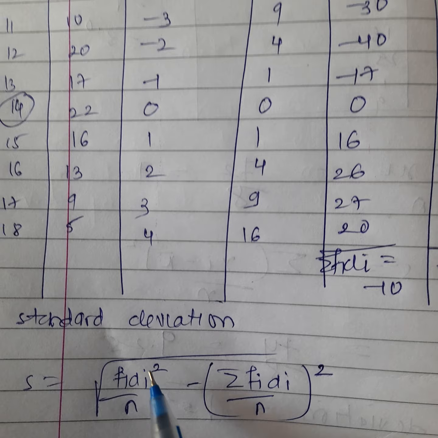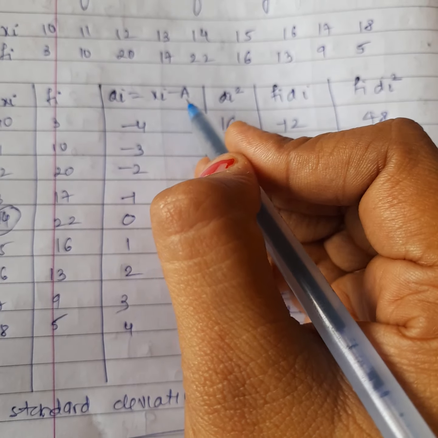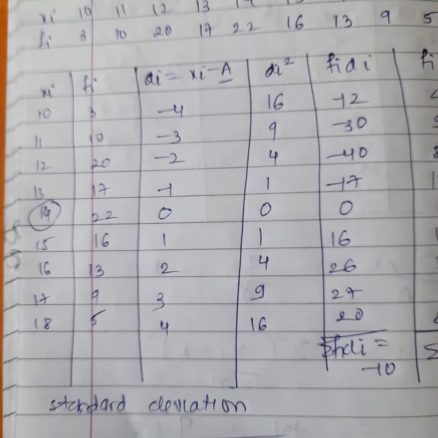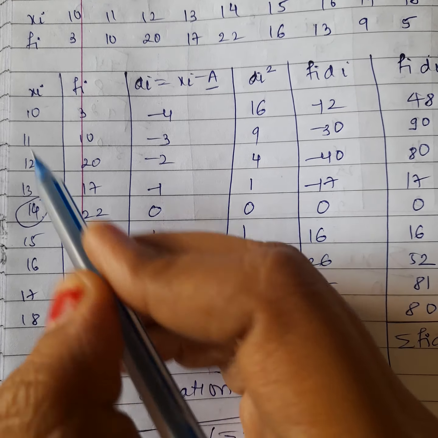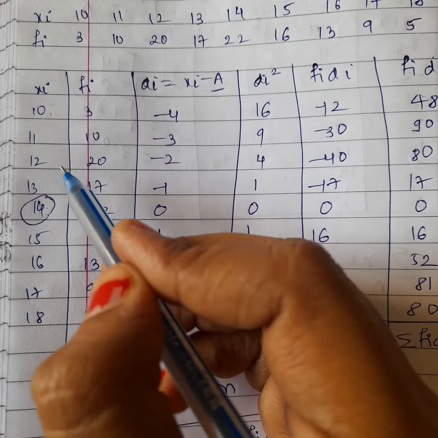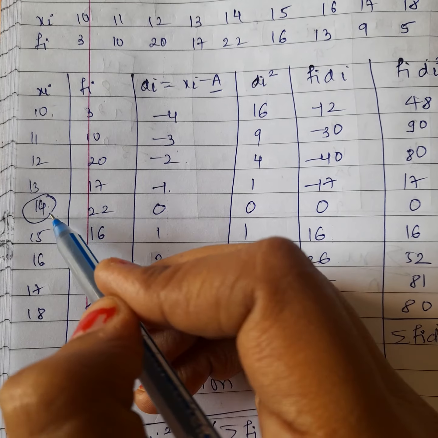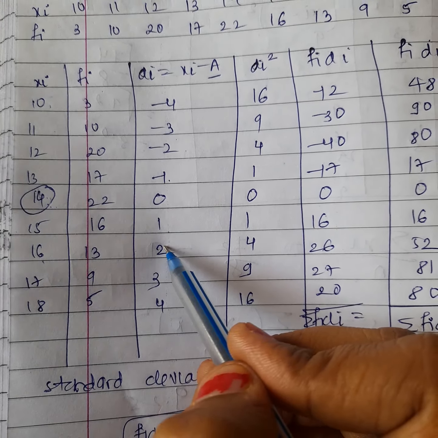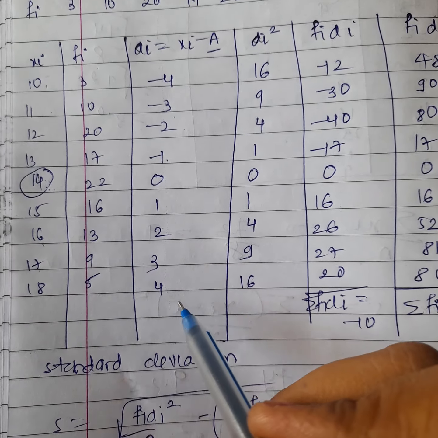So we need to find di. What is di? Di can be calculated using the formula di equal to xi minus a. So first step is to choose a from xi. Here you can see we have taken a as 14. So 10 minus 14 is minus 4, 11 minus 14 is minus 3, 12 minus 14 is minus 2, 13 minus 14 is minus 1, 14 minus 14 is 0, 15 minus 14 is 1, 16 minus 14 is 2, 17 minus 14 is 3, 18 minus 14 is 4.